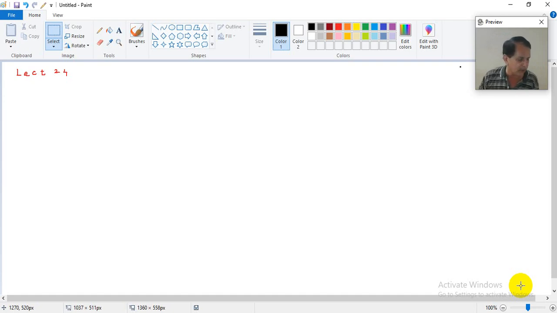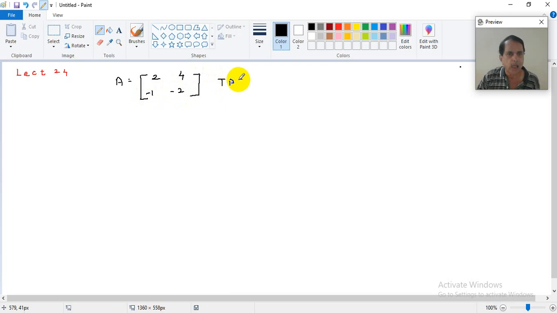So one question I will ask you to do, and it is something like this. Suppose A is the matrix whose first row is 2 4 and second row is -1 -2, and to prove that A square is null matrix.